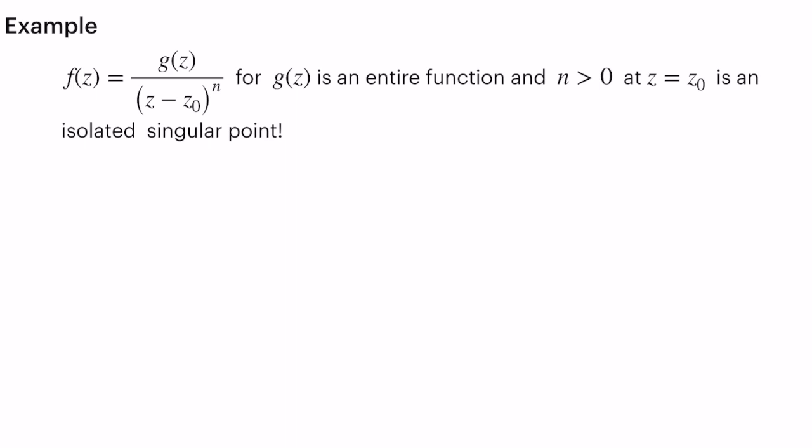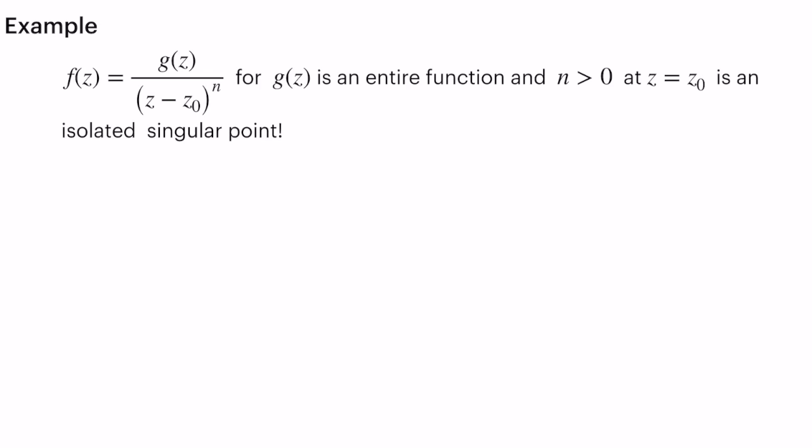The easiest example for an isolated singularity: we can think of any polynomial function or analytic function f of z divided by (z minus z naught) to the power n. If f of z is an entire function, for n greater than 0, z naught is a singular point.